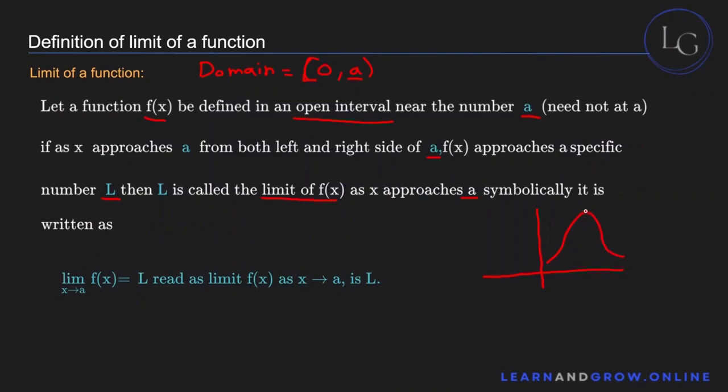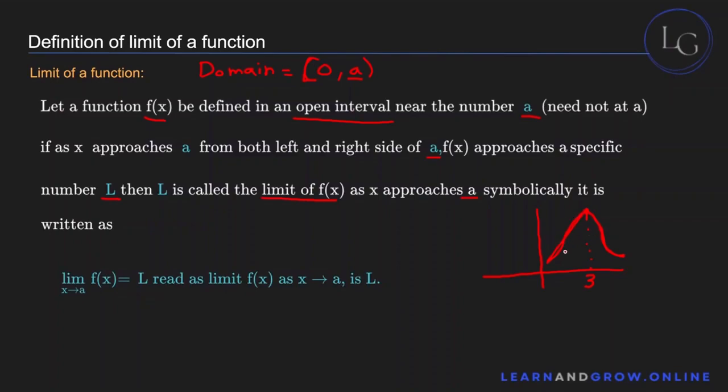So if we take this point here, let's say that it exists as x is equal to 3. Now, you can see that if you look at the left-hand side of this point, the graph approaches this point. Then you look at the right-hand side of the graph. You can see that the graph approaches this point from the right-hand side as well.